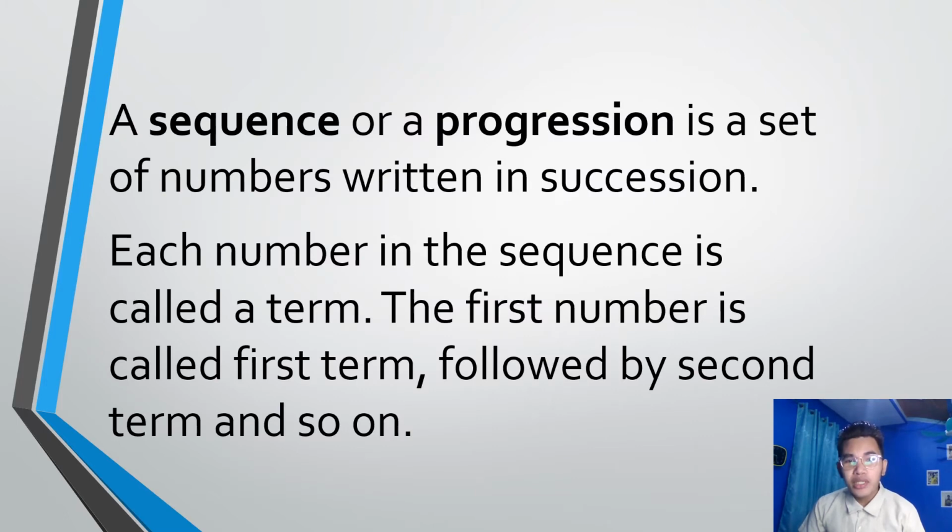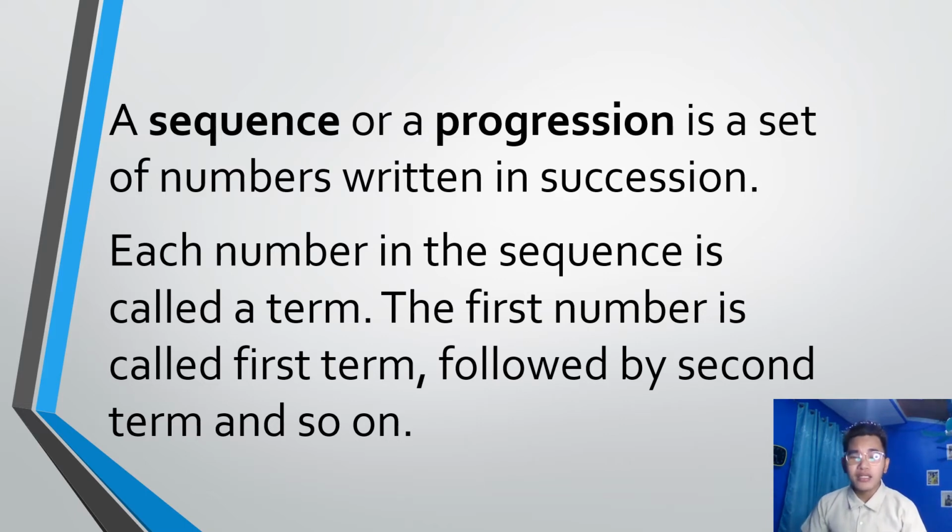Okay? So what is really a sequence? A sequence or a progression is a set of numbers written in succession. Okay? Written in succession. Sunod-sunod after one number, then another number. That is really a sequence. Each number in a sequence is called a term.